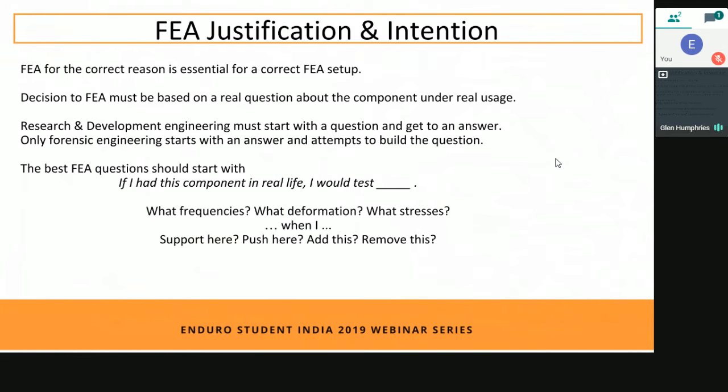So it's not very useful to see FEA which is based on a component loaded or constrained in a way that doesn't reflect the real world and how we want to see that.